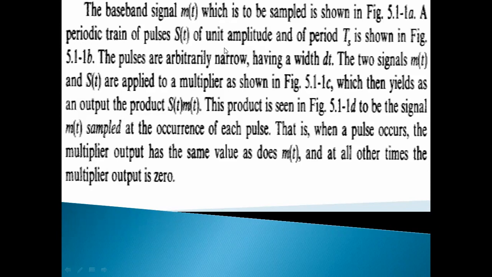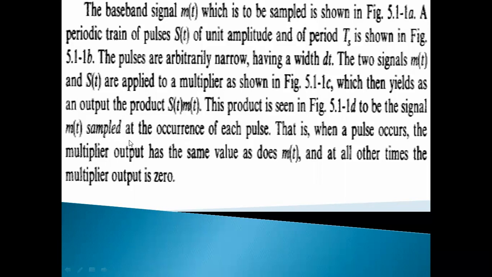The baseband signal M of t, which is to be sampled, is shown in the figure. The periodic pulse train S of t is of unit magnitude and period Ts, as shown in the figure. The samples are narrow, very narrow samples, having width of dt. The two signals M of t and S of t are applied to a multiplier as shown in the figure, which yields as output the product of S of t and M of t. So this product is shown in the figure also.